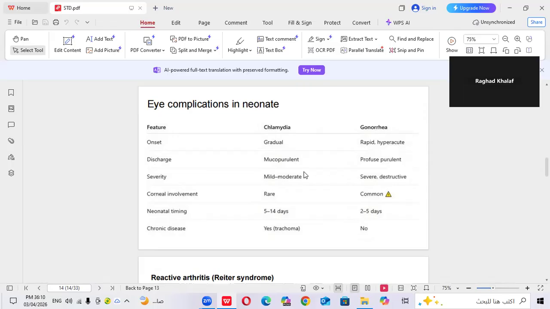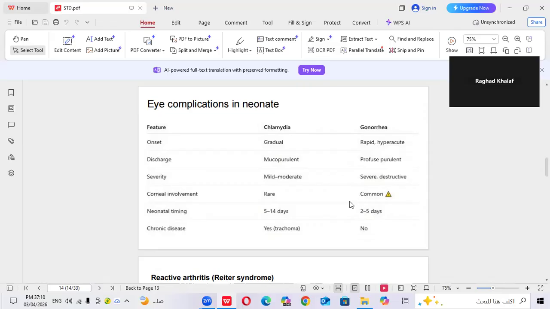For the discharge, it's mucopurulent, just like the discharge found in vaginal discharge or men's discharge from the urethra, and here it tends to be profuse and purulent. The severity here is mild to moderate, because we said that this tends to be mild, but this tends to be acute, so the severity is severe and destructive. The corneal involvement here is rare, but here it is common, so you have to treat this as soon as possible. They don't even wait until the patient develops symptoms.